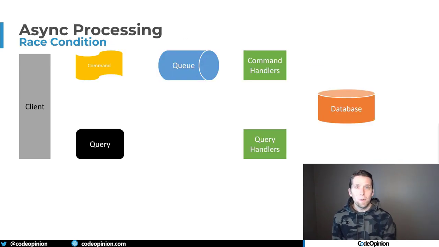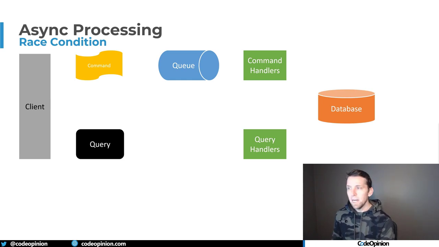Now, this last example has nothing to do with eventual consistency, but rather async processing and using a message queue. But it still has the same effect, which is a bad user experience when you're trying to read your write. So what happens is you have a client that sends a command, but rather than processing that command immediately, what you do is you just throw that onto a queue. And then you ultimately return back to the client.